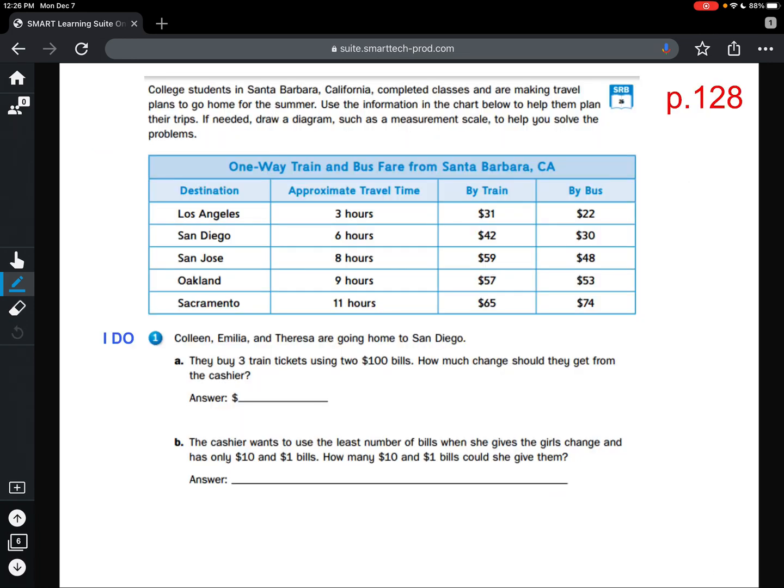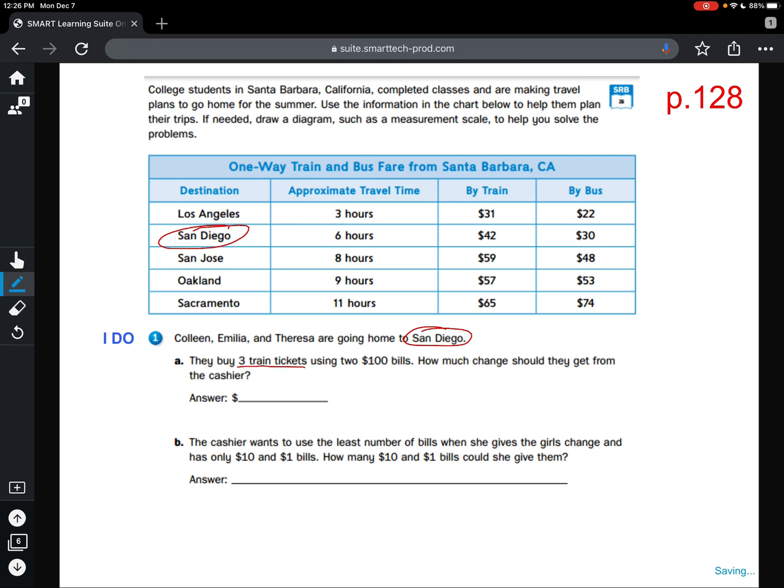So the problems that we just solved were pretty simple, pretty easy. And now we're going to bump it up and challenge ourselves a little bit more with the following problems. So I am going to do number 1 for you, and I just want you to watch. Colleen, Amelia, and Teresa are going home to San Diego.